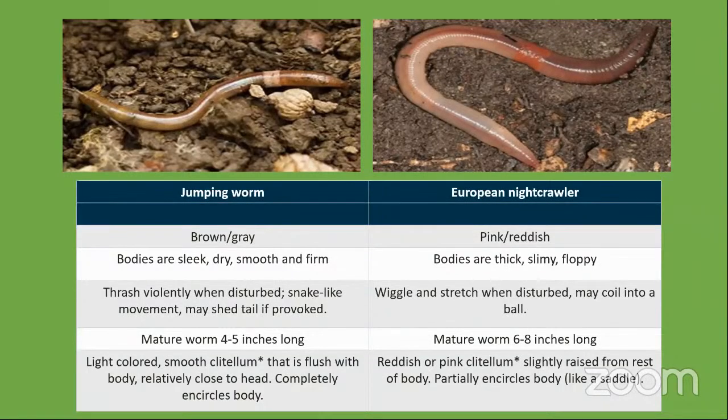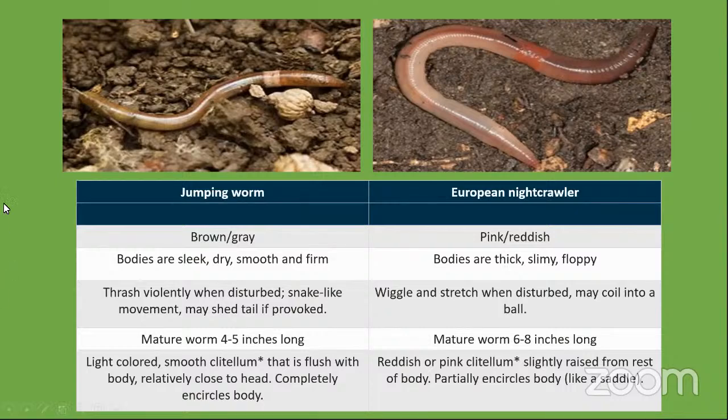Earthworms generally wiggle and stretch when they're disturbed. They may also coil up into a ball, but they don't do the S movement pattern of a snake like the jumping worms do. The mature jumping worm is maybe a little bit smaller than most earthworms.